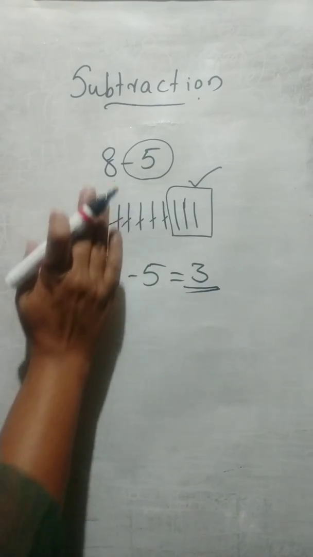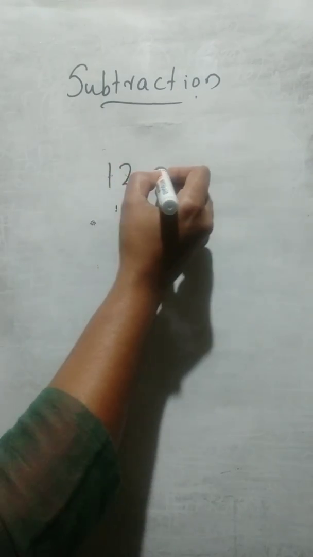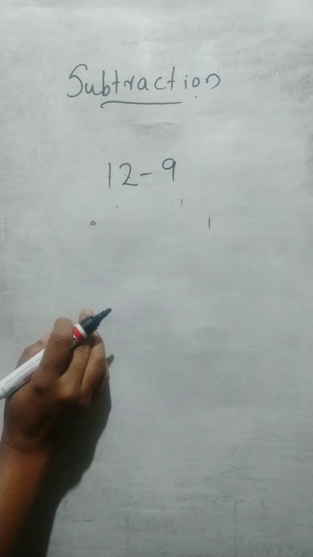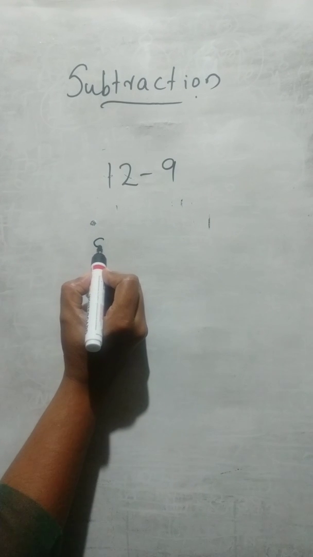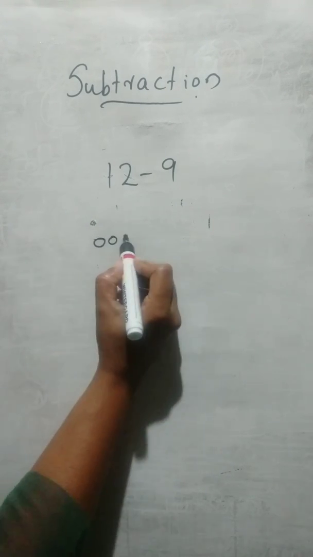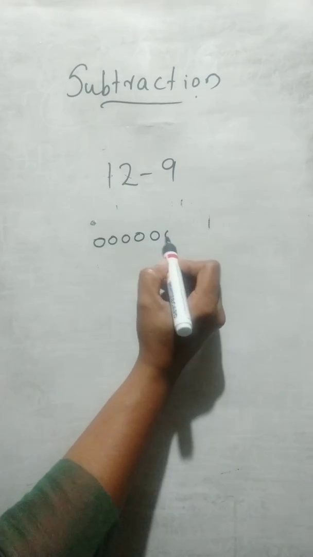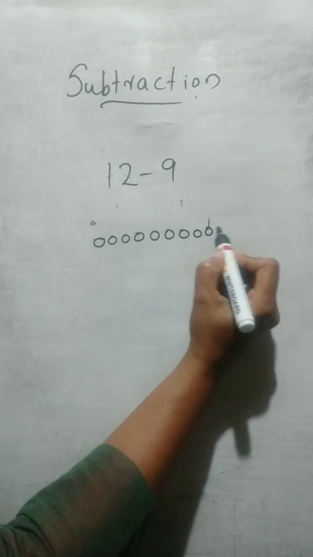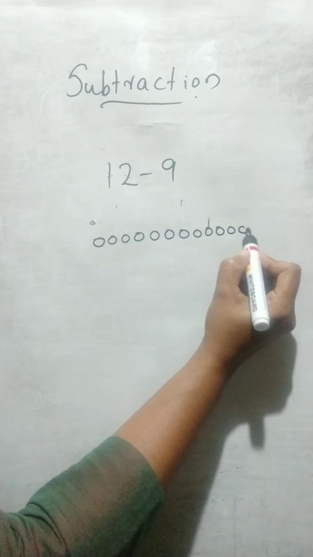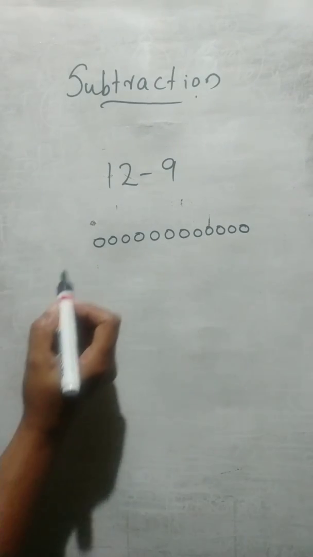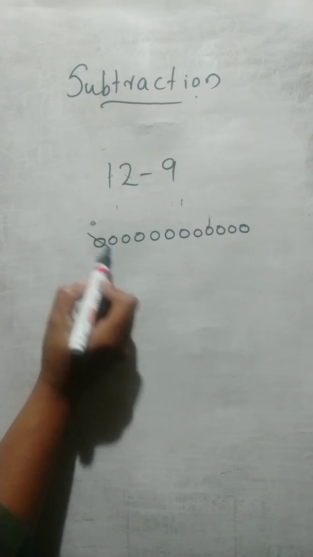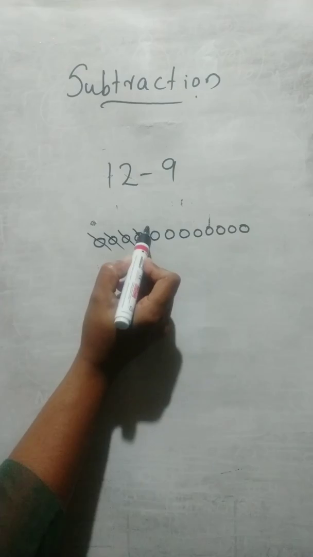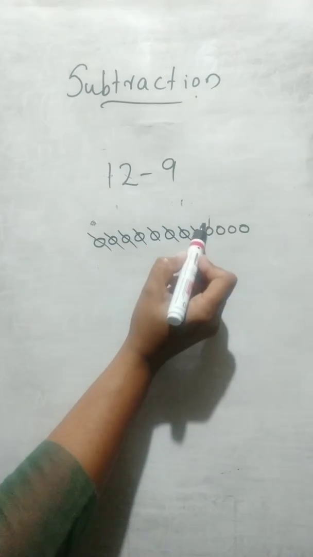Then in case of 12 minus 9, how can we do? That is, think 12 sweets. 1, 2, 3, 4, 5, 6, 7, 8, 9, 10, 11 and 12. So, you would like to give 9 sweets to your friends. So, 1, 2, 3, 4, 5, 6, 7, 8, 9.